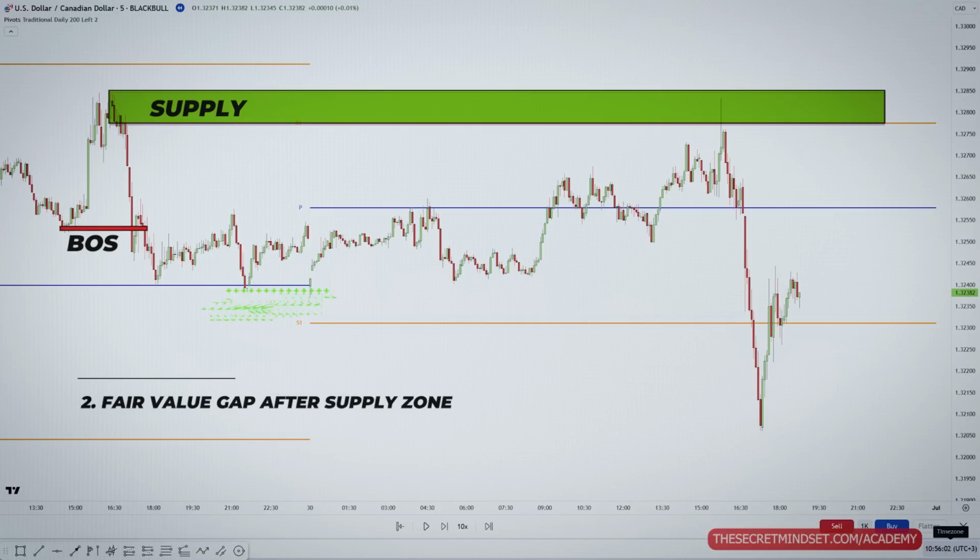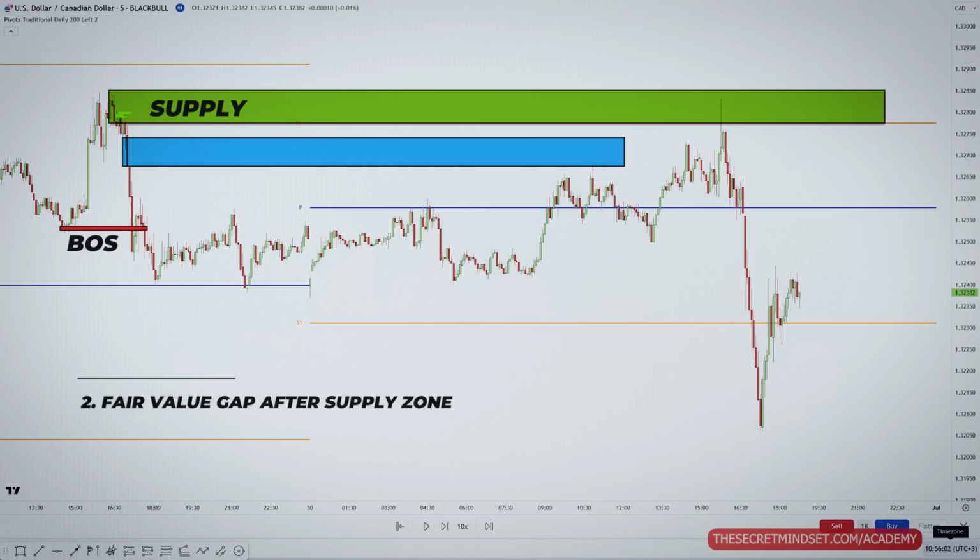Step number 2. Following the supply zone, you notice that there is a fair value gap on the chart, a sudden shift in price, suggesting that sellers are actively entering the market. Third step, a pivot point offers additional confluence. In this case, the R1 pivot aligns with the supply zone, another resistance level. In this scenario, the pivot point adds an extra layer of confluence, reinforcing the potential bearish bias indicated by the supply zone and the fair value gap.